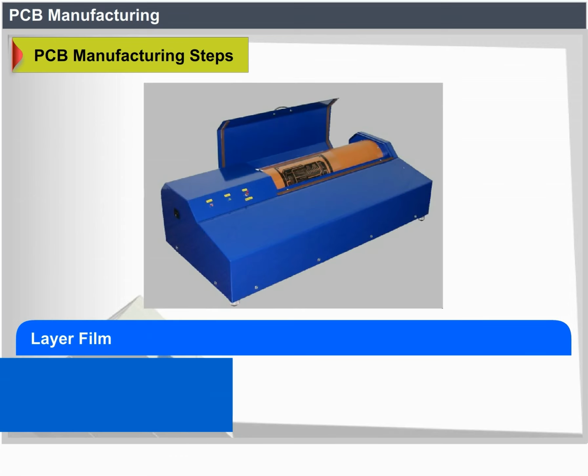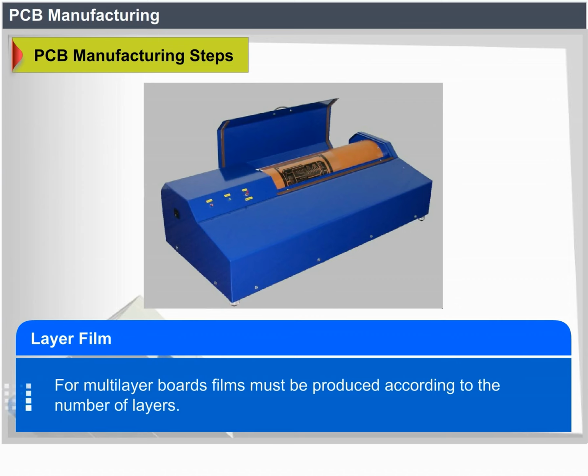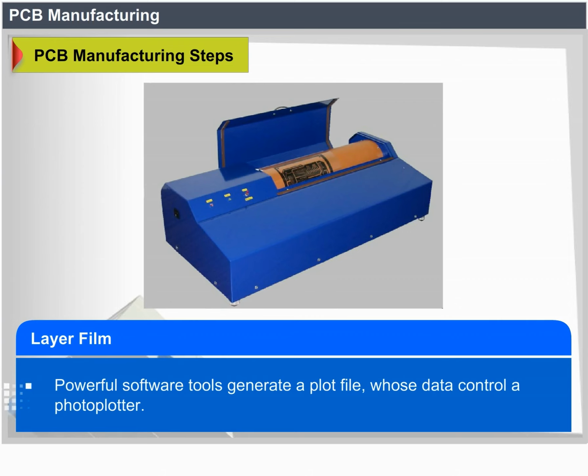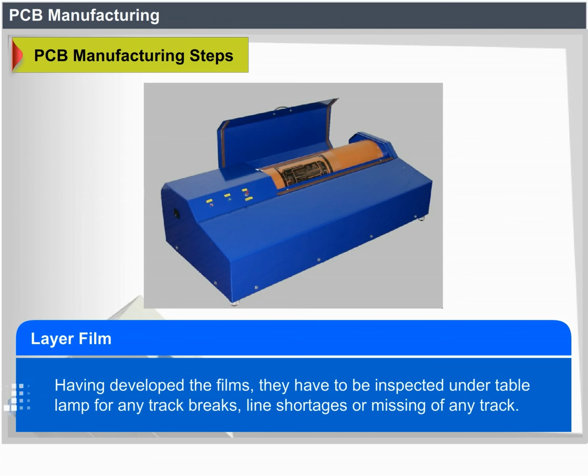Layer film. For multi-layer boards, films must be produced according to the number of layers. Powerful software tools generate a plot file whose data control a photoplotter. After developing the films, they have to be inspected under a table lamp for any track breaks, line shortages, or missing tracks.